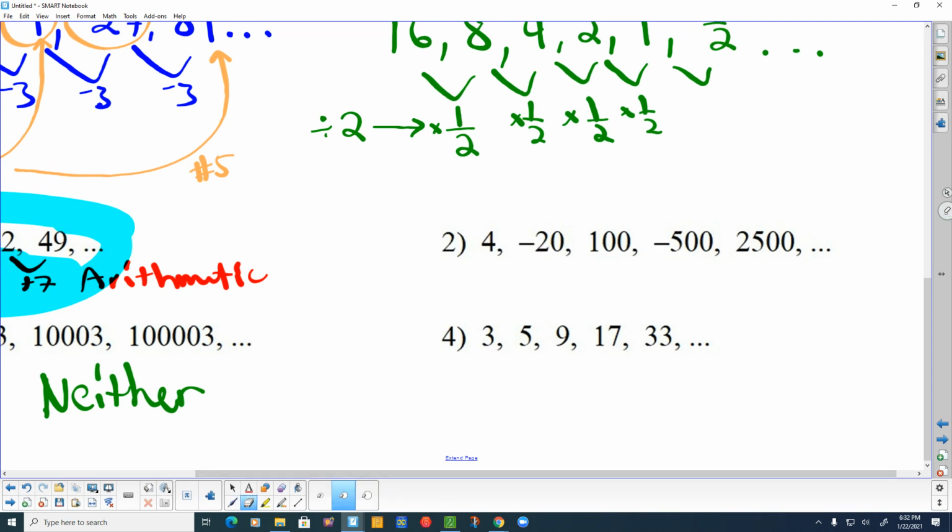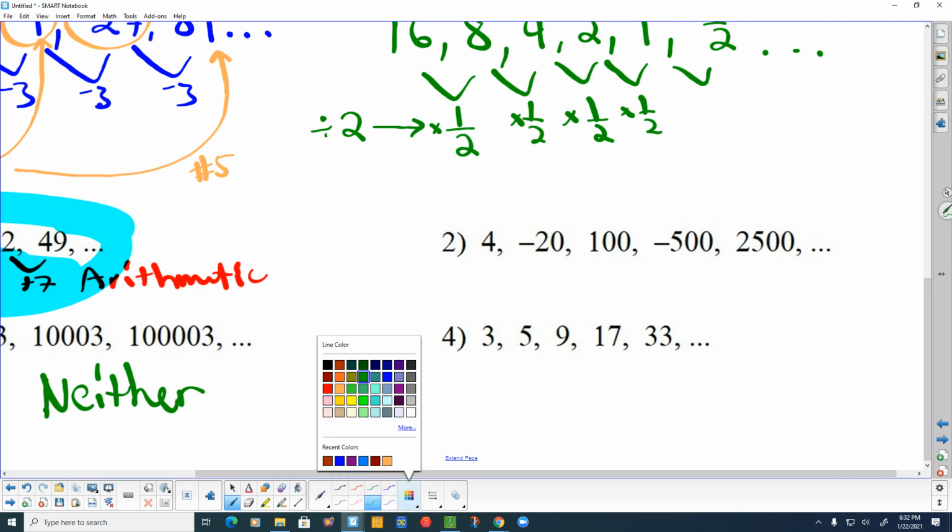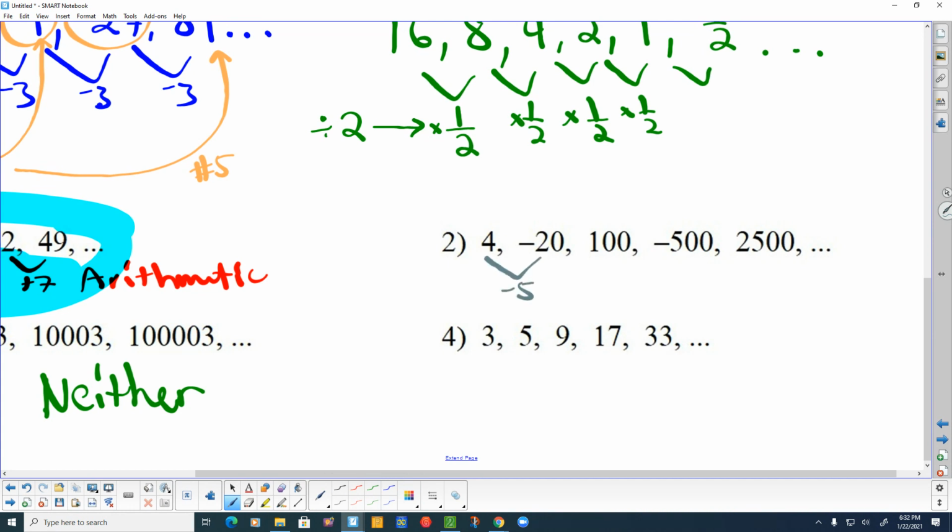Erase that. Let's try another one. Let's try geometric. 4 times negative 5 is negative 20. Negative 20 times negative 5 again is 100. I think I found it. 100 times negative 5, this is easier. 5 times 100 is 500 times a negative, negative 500. So this is geometric.